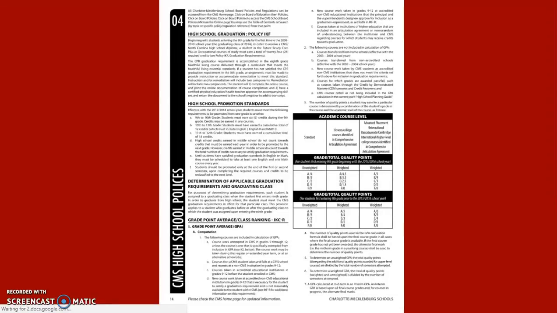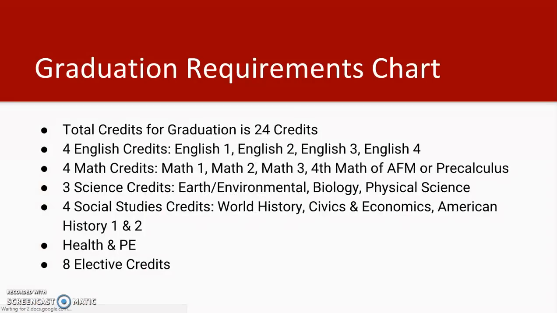Everyone needs 4 English courses and should progress in the order of English 1, English 2, English 3, and English 4. Everyone needs 4 math credits, but the exact math courses may differ depending upon level of ability. The usual progression would be Math 1, Math 2, Math 3, and a 4th math such as AFM or Pre-Calculus. There are alternate courses available as needed.